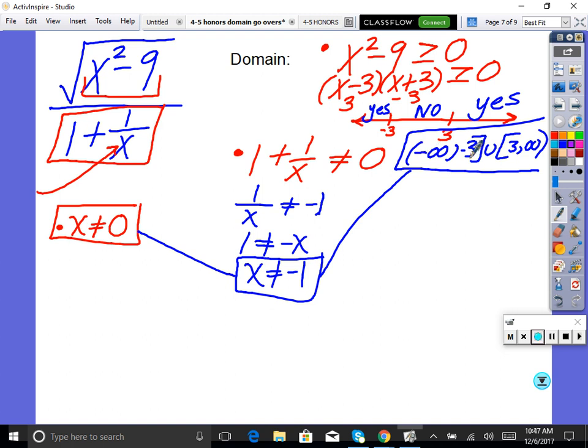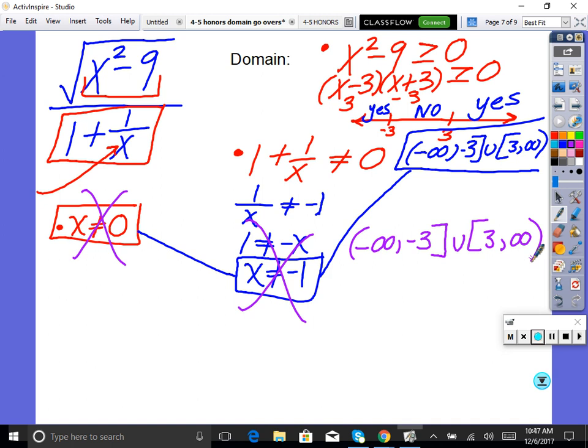Negative infinity up to negative 3. There's nothing in these two things that would prevent that, correct? So 0 is not in that interval. Neither is negative 1. So, yeah, we're good there. Negative infinity up to negative 3. Union. Now think about it. Isn't negative 1 going to be in this interval that we said no to already? So we don't have to worry about that one. It's taken care of in our no. Now right here, is 0 going to be contained in this interval of no? So also we don't have to worry about that. That's taken care of in this gap. So then there's our final answer.